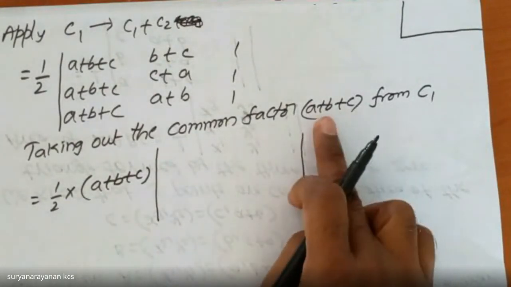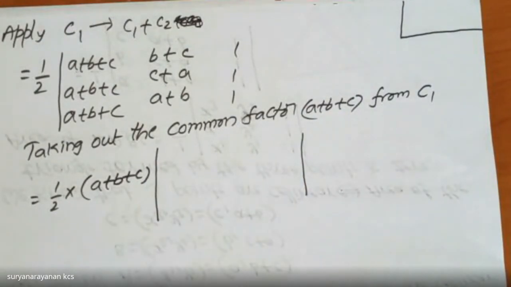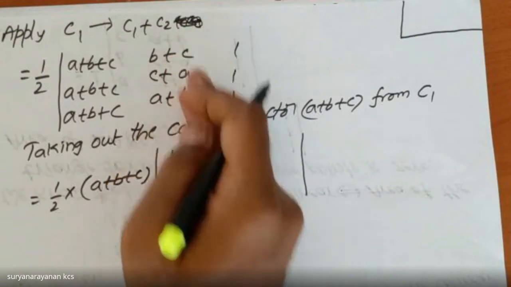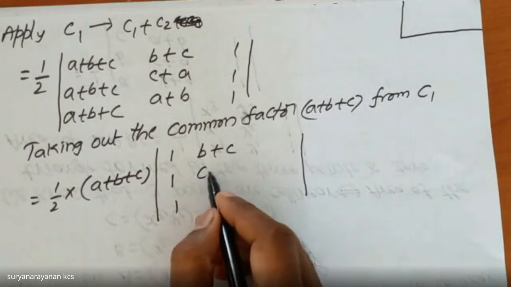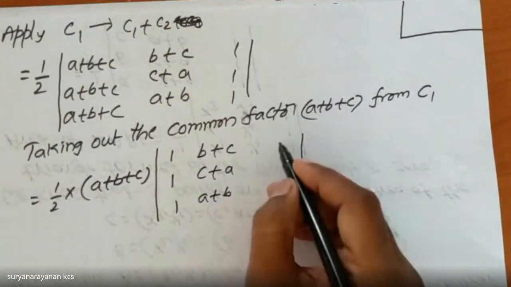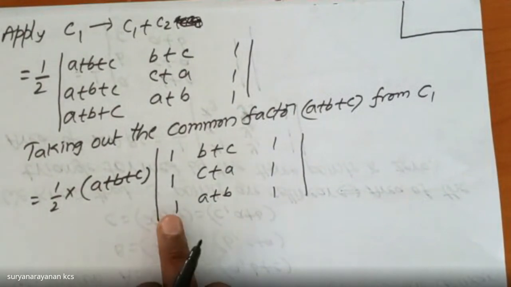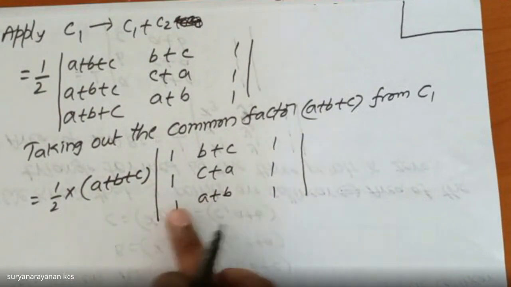We are taking out the common factor A plus B plus C from C1, so C1 elements will be changed. What are the elements? Tell me. 1, sir. 1. 1, sir. Yes, very good, Lesina. And we write the second column and third column elements as they are: B plus C, C plus A plus B. Here 1, 1, 1. Okay, if you observe, C1 and C3, first column and third column, are identical. Yes or no? They are identical.